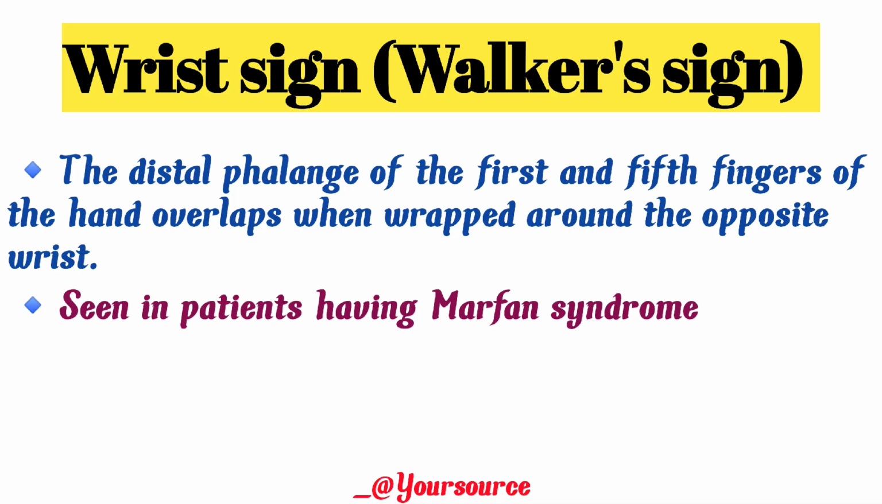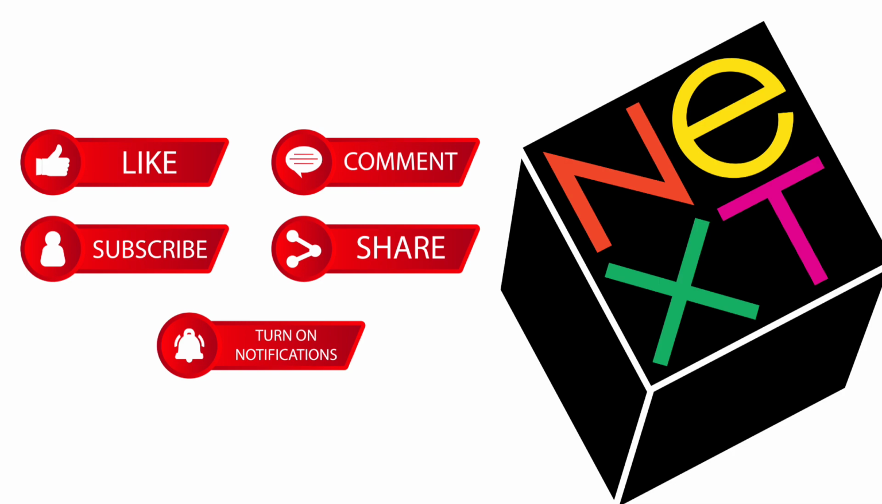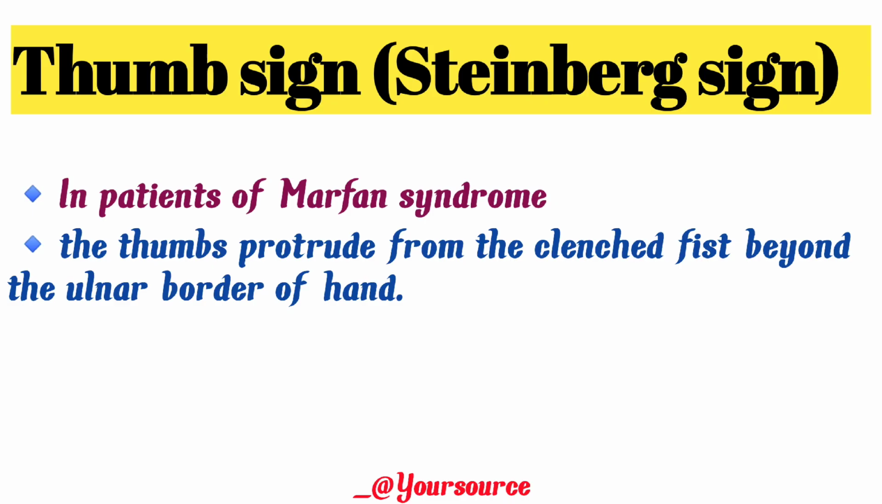Wrist sign, also known as Walker's sign. The distal phalanges of the first and fifth fingers of the hand overlap when wrapped around the opposite wrist, seen in patients having Marfan syndrome. Thumb sign, Steinberg sign. In patients of Marfan syndrome, the thumbs protrude from the clenched fist beyond the ulnar border of the hand.